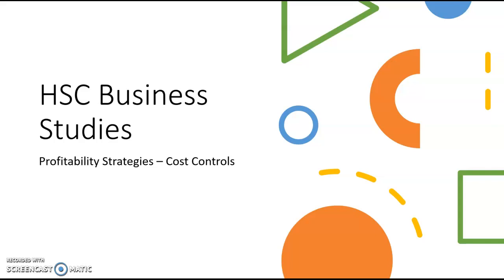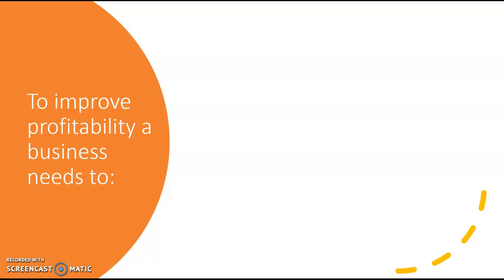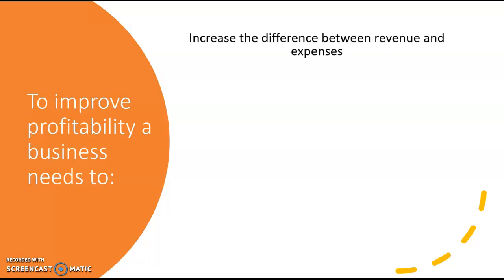Let's have a look at the profitability strategy of cost controls. For a business to improve their profitability, they need to increase the difference between their revenue and their expenses. They can do this by reducing their expenses.